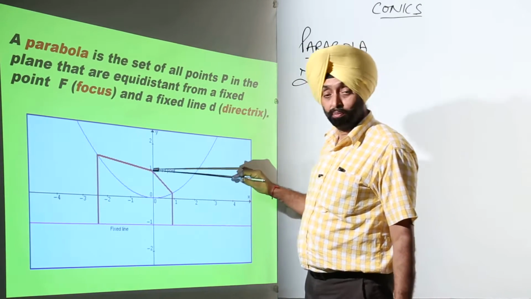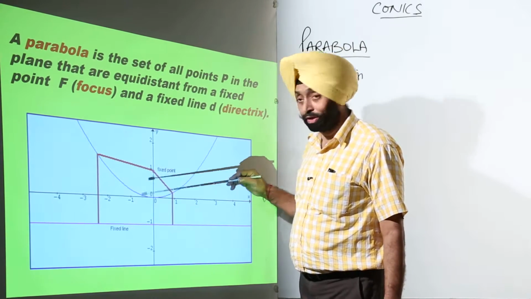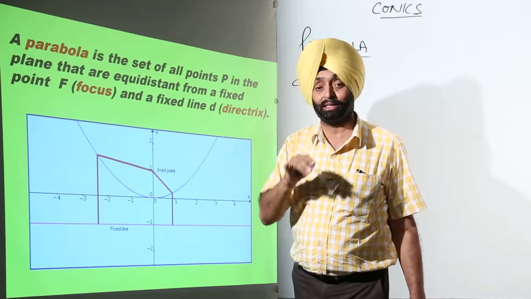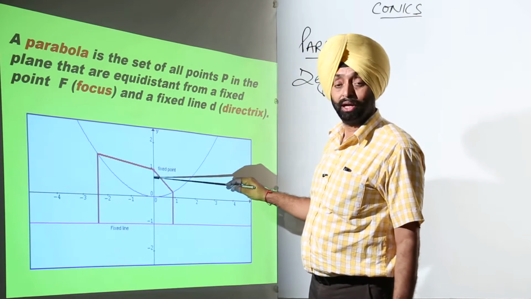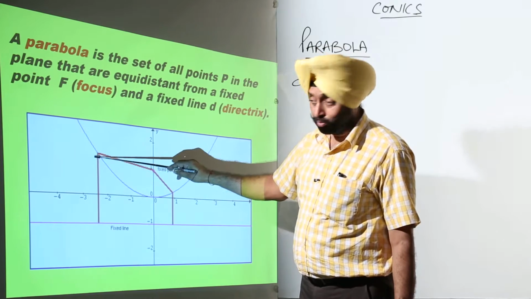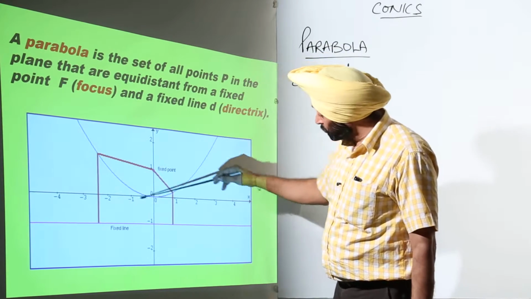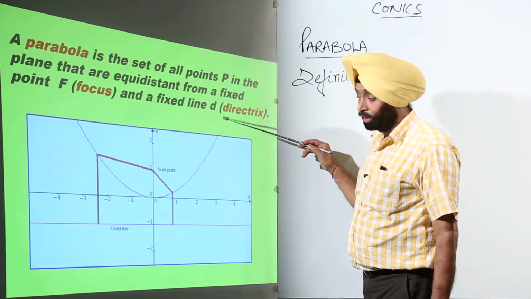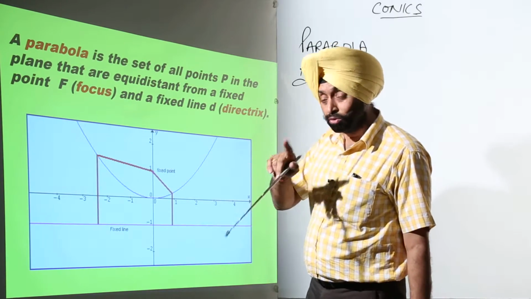From a fixed point F, basically we denote it not by F, we denote it with S. So from a fixed point S or F, whatever you are writing, any point lying on the parabola, any point means all these points will be covered. Every point will be equal. I am just going to show you.